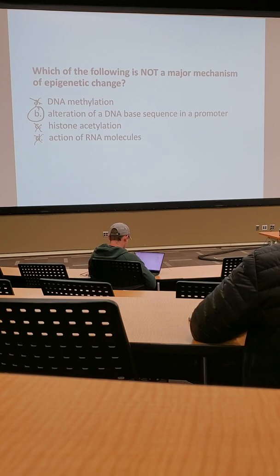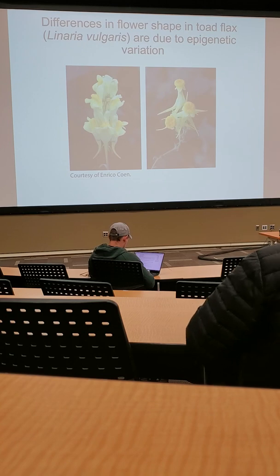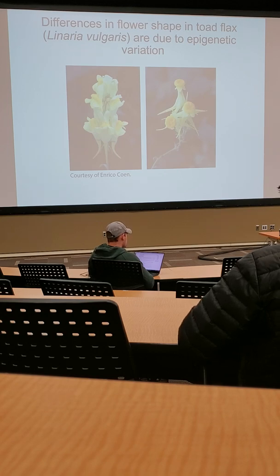We'll see an example of that with X inactivation. The transcript is transcribed, it coats the X chromosome, and it makes that chromosome no longer transcriptionally active. So epigenetics can have really fundamental changes, or they can fundamentally change the nature of what we might see as a phenotype. So this is another example from your book, Linaria. Same genotype, just different epigenetics. Differences in DNA methylation or histone acetylation give these really variable phenotypes here.